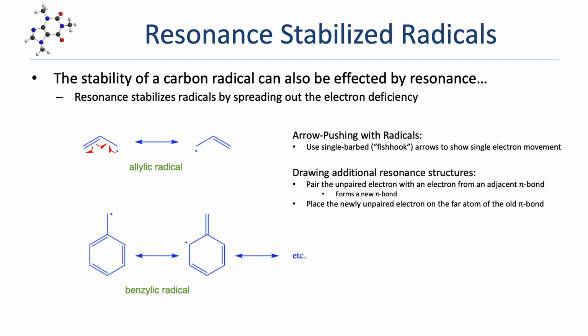Now, as I mentioned a moment ago, all resonance with radicals looks the same. It looks just like the allylic radical. In fact, if you focus in on this part of the benzylic radical, you can see that it's really just an extended version of the allylic radical. And that means we can do the exact same arrow pushing to generate a second resonance structure.